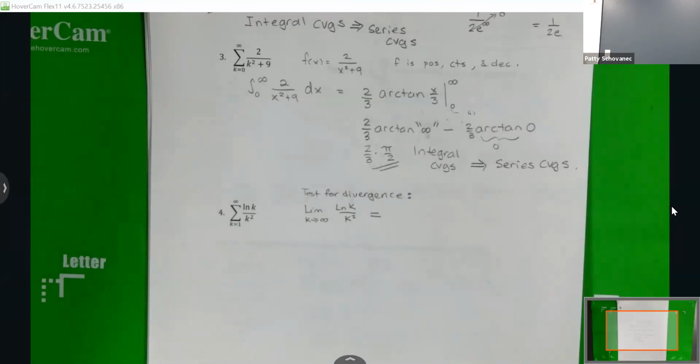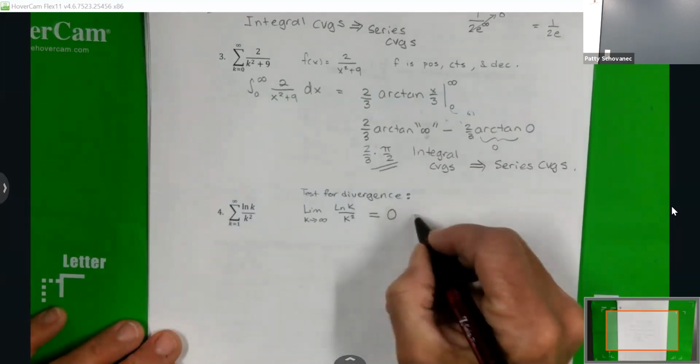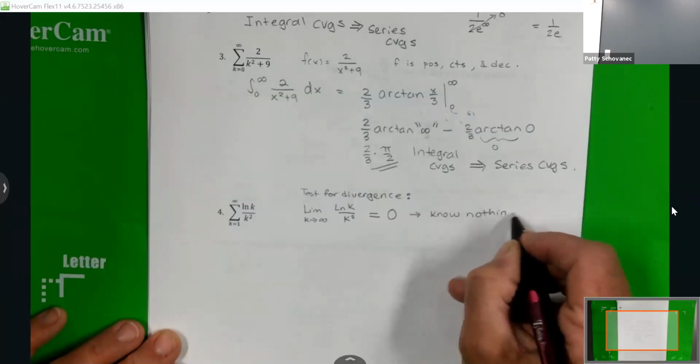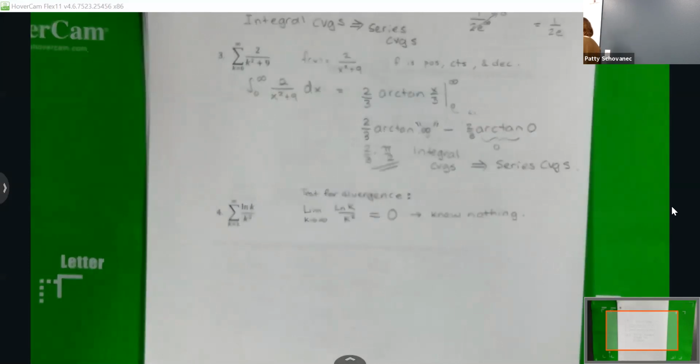Which grows faster, the natural log of k or k squared? K squared does. The natural log of k in our tower of power was way at the bottom. Natural log of k grows even slower than the square root of k. So the top grows slower than the bottom, which means this limit has a value of 0. It's bottom heavy. If you did L'Hopital's rule just once, you'll get the limit to be 0. In our test for divergence, if the limit is 0, we know nothing about convergence of the series. Just, we know that we have to try something.